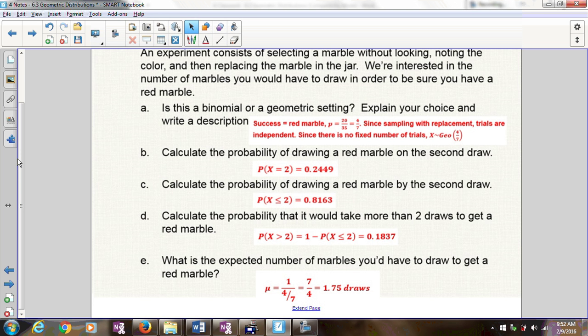The mean of our distribution, the expected number of marbles you'd have to draw in order to get a red, is just 1 over the probability. Another way of thinking about it is just taking the reciprocal of the probability, and so that would be 1.75.